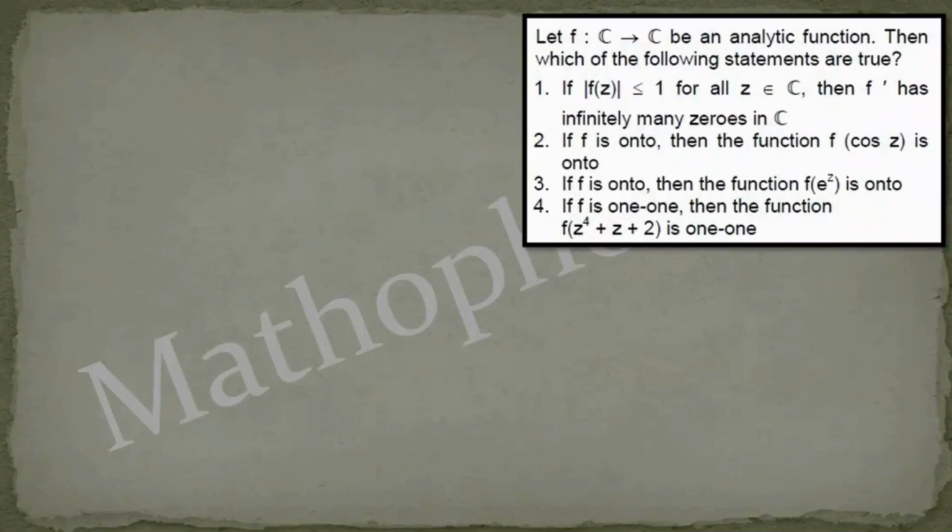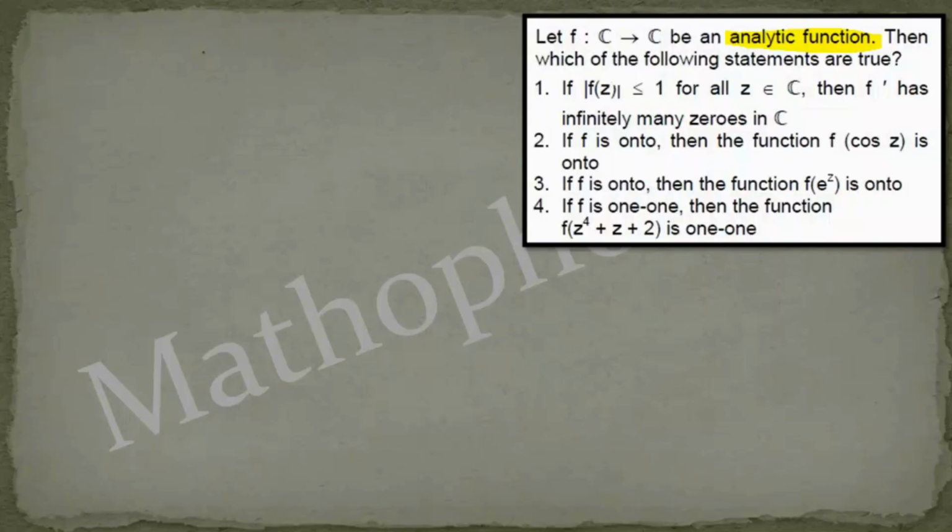So next question பார்க்கலாம். Let f be an analytic function, then which of the following statements are true? f வந்து analytic கொடுத்திருக்காங்க. இங்கே highlight பண்ண வேண்டிய point அதுதான். f is an analytic function. Next first option, if mod f of z is less than or equal to 1, then f dash has infinitely many zeros in C.